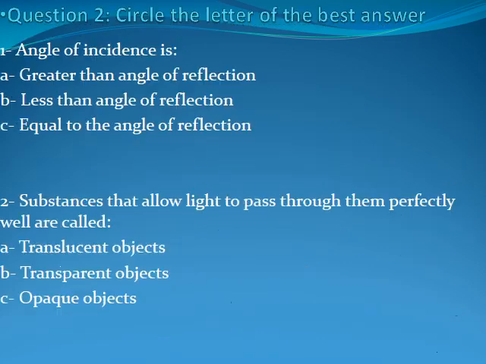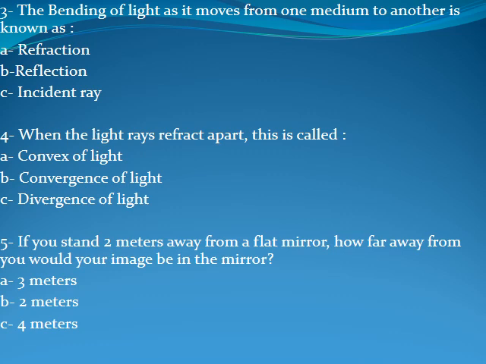Let's continue with question number two. Circle the letter of the best answer. Angle of incidence is greater than the angle of reflection, less than, or equal to the angle of reflection. Sure, it's C, equal to the angle of reflection. Substances that allow light to pass perfectly well with no disturbance are called translucent, transparent, or opaque. They are called transparent, so this is B. The bending of light as it moves from one medium to another is called refraction. This is A.